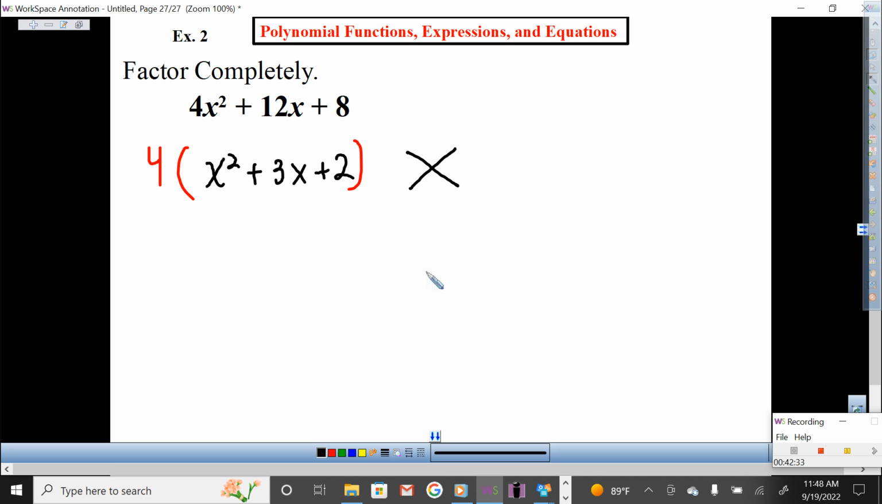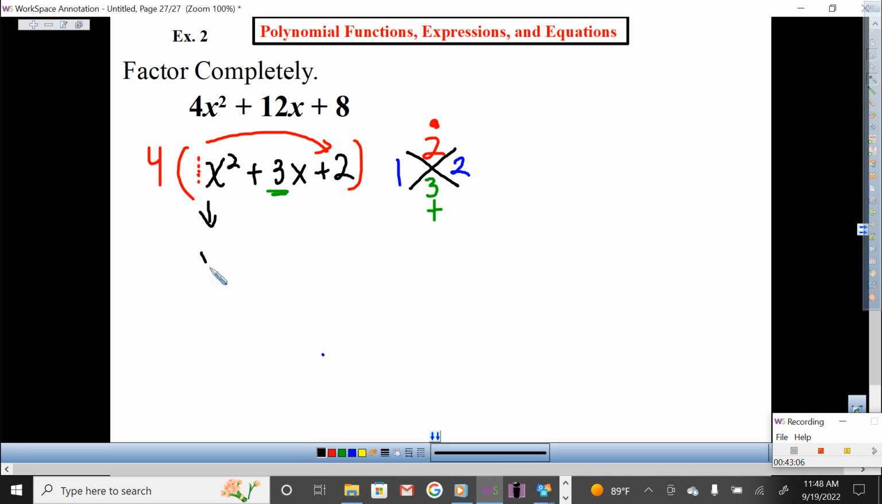So what goes on top, JP? Yes, the 2. Because it's an invisible coefficient of 1 times 2. That goes on top. What goes underneath? Yes, the 3. So everyone, factors of 2 that add up to 3. 2 and 1, but I'm going to write 1 and 2.